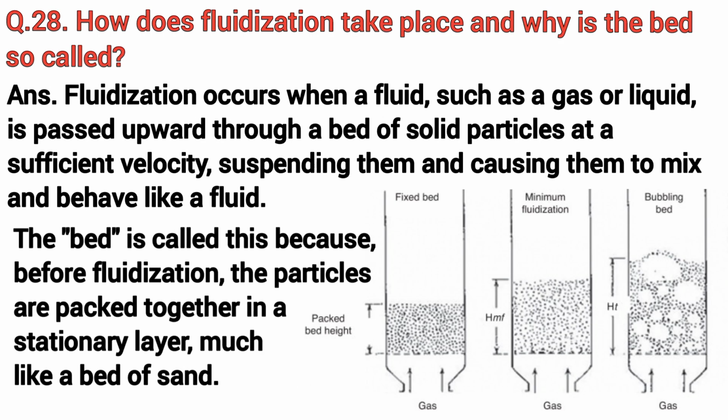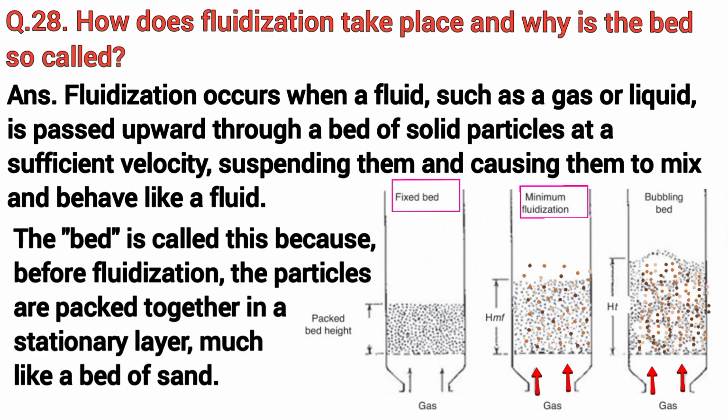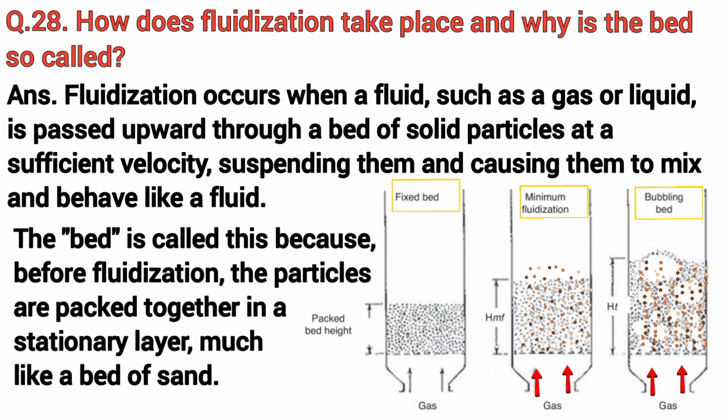Fluidization occurs when a fluid, such as a gas or liquid, is passed upward through a bed of solid particles at a sufficient velocity, suspending them and causing them to mix and behave like a fluid. The bed is called this because, before fluidization, the particles are packed together in a stationary layer, much like a bed of sand.